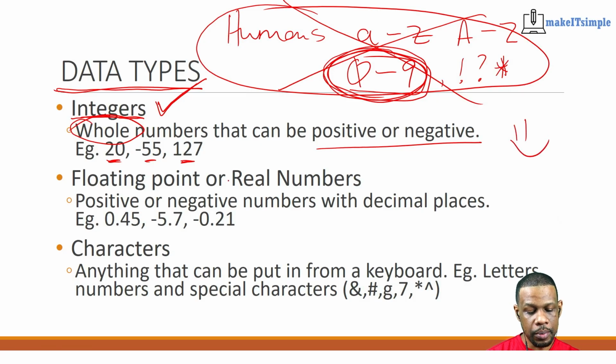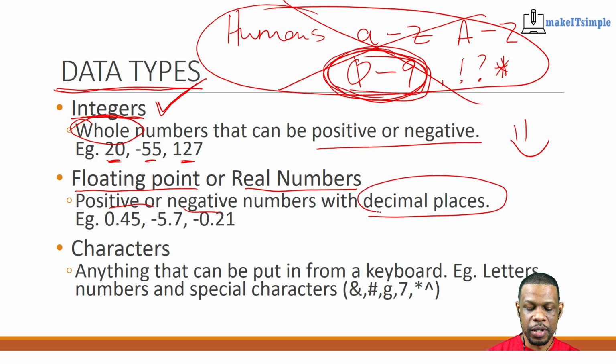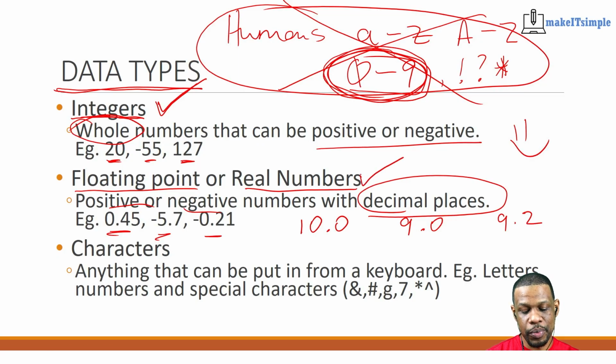Floating point or real numbers. These are numbers that can be positive or negative, but they have decimal places. So they will always have a decimal place. So even if you put the number 10 as a floating point or a real number, you'll get 10.0. Or if you put a number like 9, you'll get 9.0. Or if you put 9.2, it will be accepted. So this is the second thing that a computer loves. It loves to see decimal numbers. So whether it's a whole number or decimal number, the computer is happy. Not a problem, right?